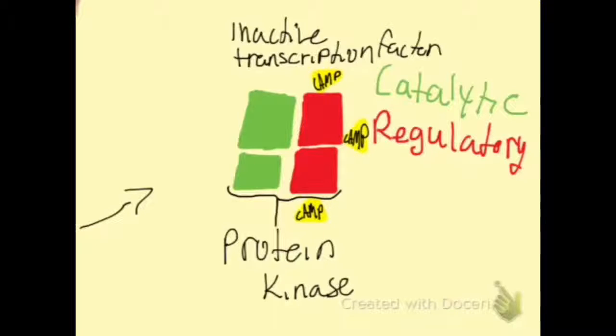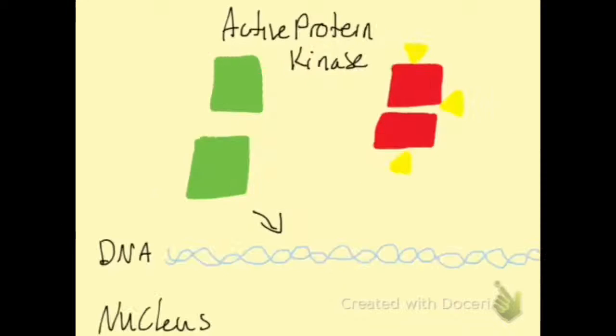Protein kinase has two parts: catalytic, as you can see the green part, and regulatory, the red part of protein kinase. cAMP interacts with the regulatory part of protein kinase, which in turn changes it from inactive to active. The active protein kinase in turn allows the synthesis of a protein by turning a gene in the DNA on or off, thus turning on DNA for transcription.